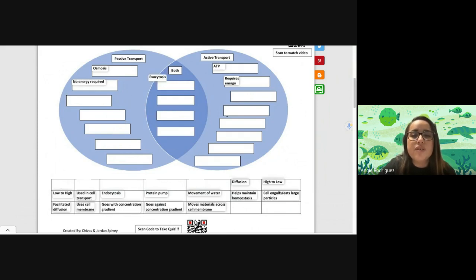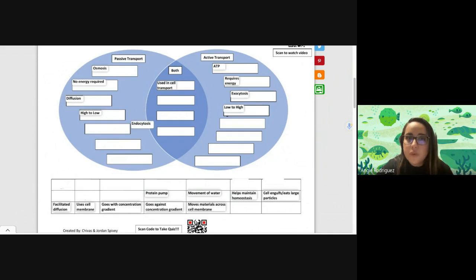Exocytosis, exiting the cell, this one is going to use energy, so it's going to be active transport. Diffusion, this is the one where it has small nonpolar molecules passing through the membrane, not using energy, passive transport. High to low, going with the flow, passive transport. This one's opposite, low to high, going against the sky, using energy, active transport. Used in cell transport, it's for both of them, right? They both happen or go through cell transport.